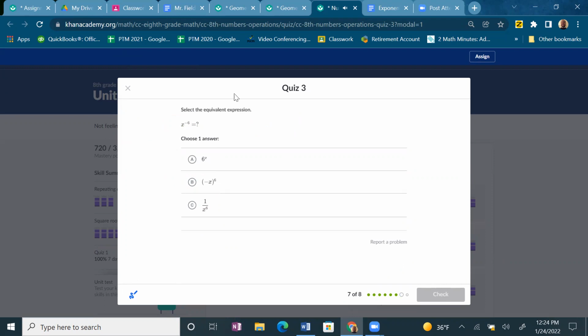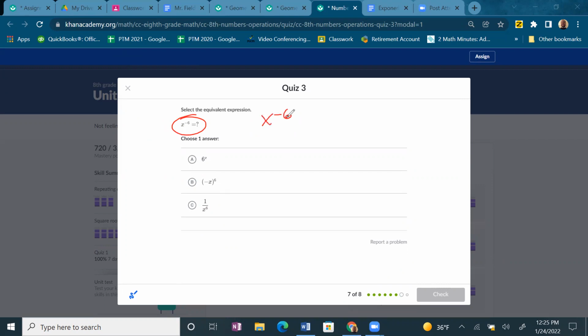Okay. Now this is a negative exponent. So negative exponents are positive exponents when you write them in the other part of the fraction. And you might say, Mr. Field, there's no fraction there. Of course, you could make one. And then you rewrite this. You could rewrite this with the x to the negative 6 in the denominator. You just have to make it x to the positive 6. And so that is the equivalent expression.